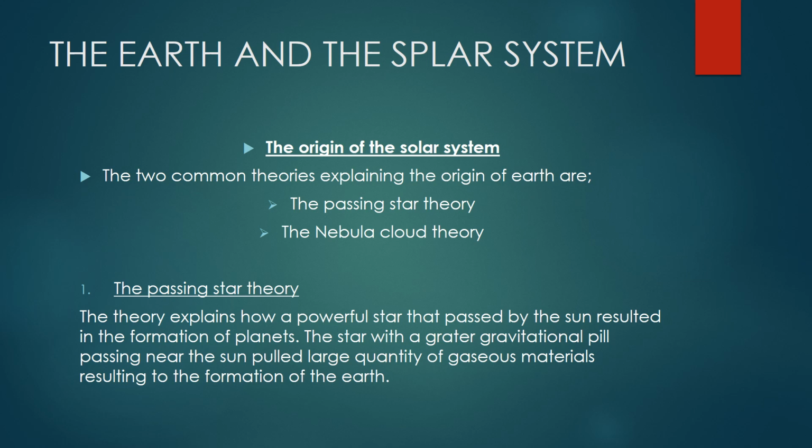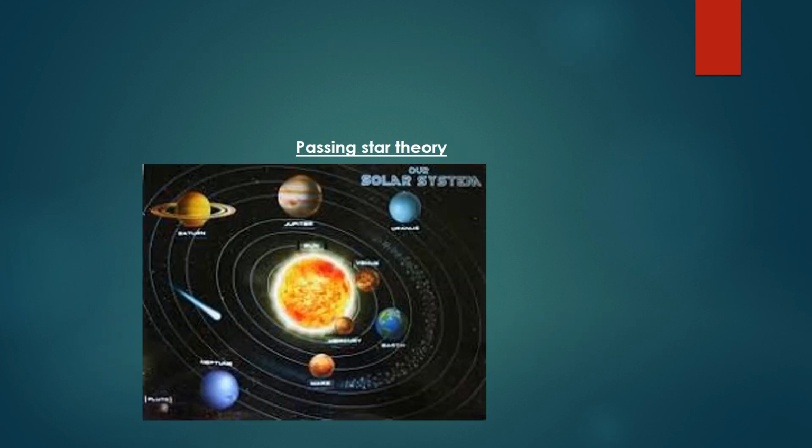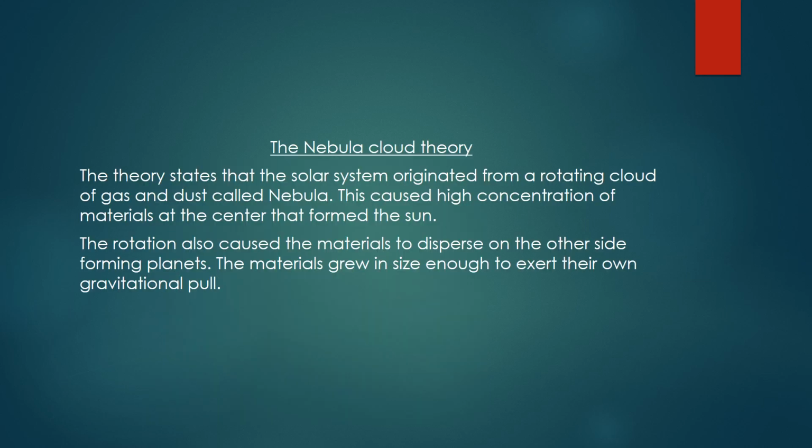The star with a greater gravitational pull passing near the Sun pulled a large quantity of gaseous materials, resulting in the formation of the Earth. And here we have an illustration picture of the passing star theory. In the next session, we are looking at the second theory, which is the nebula cloud theory.